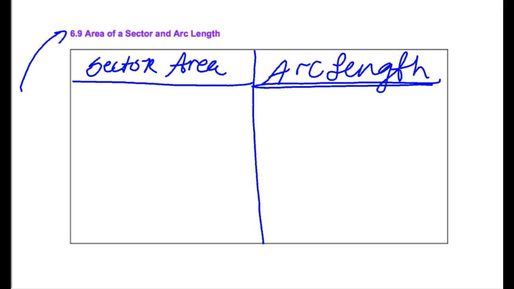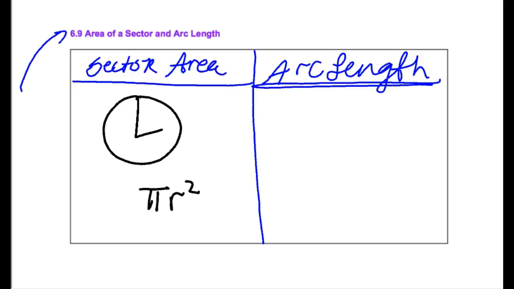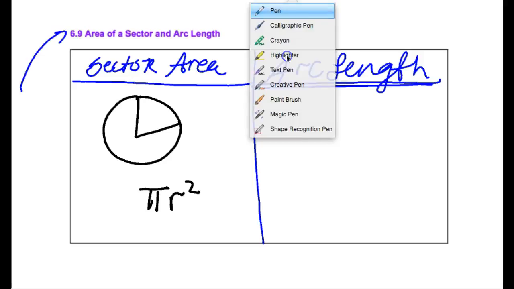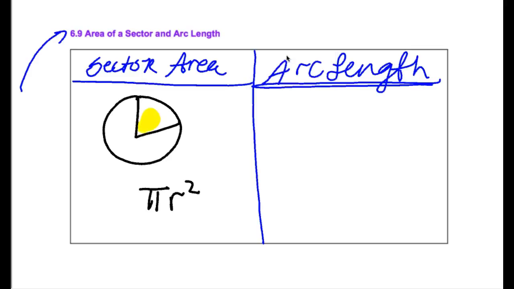So we've talked about how on a circle, the area of the whole thing is pi r squared. And I want you to write that right here, pi r squared. That would be if I were to cover the whole circle. But a sector is like a piece of pizza. It's like you're cutting out a piece of that circle. So I'm going to grab a highlighter and shade that in so you can see it a little better.